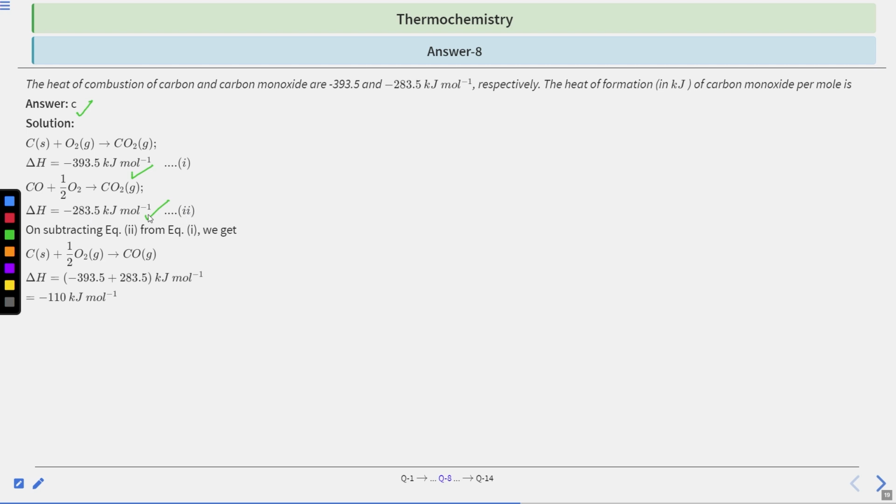On subtracting the second equation from the first equation, we get carbon plus half of oxygen molecule equals CO, carbon monoxide molecule. So del H will be the enthalpy of the first equation minus the enthalpy of the second equation, right? So it will become minus 393.5 plus 283.5 kilojoule per mole, and it comes out as minus 110 kilojoule per mole, right? So that will be the answer, and the correct answer will be C.